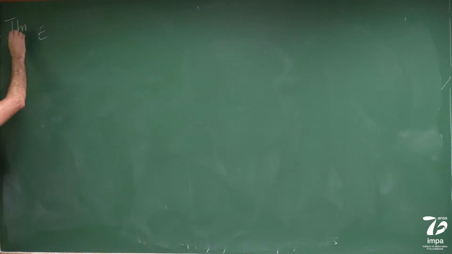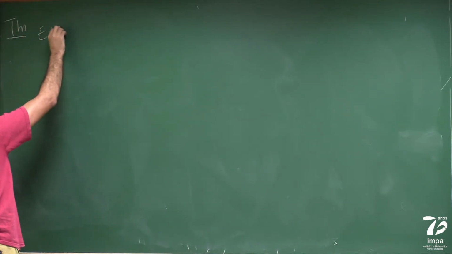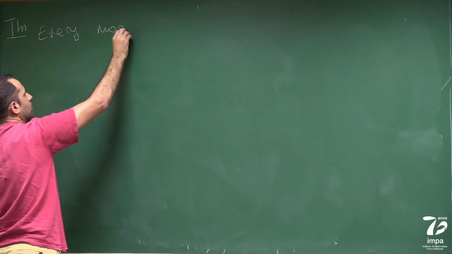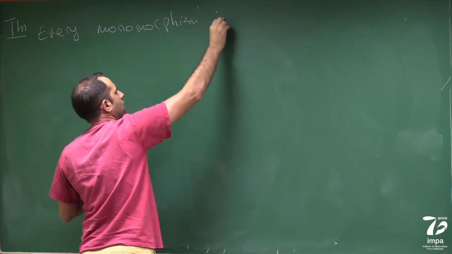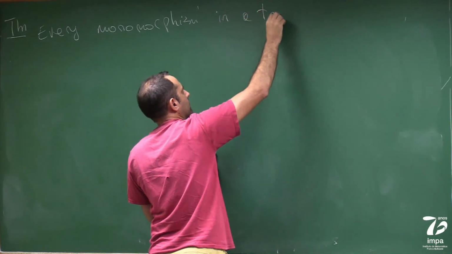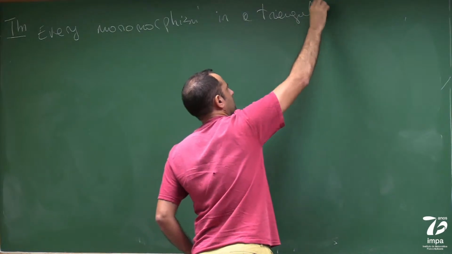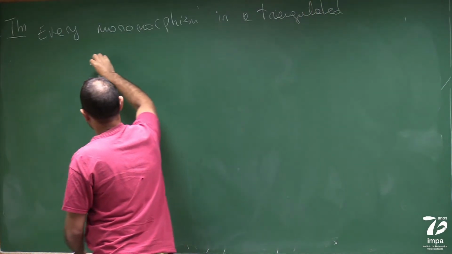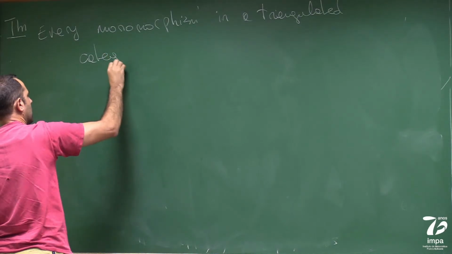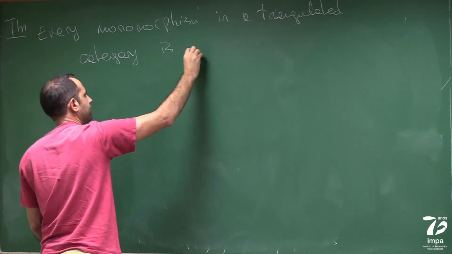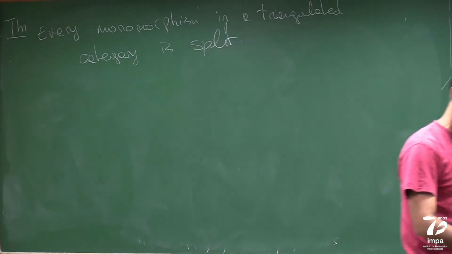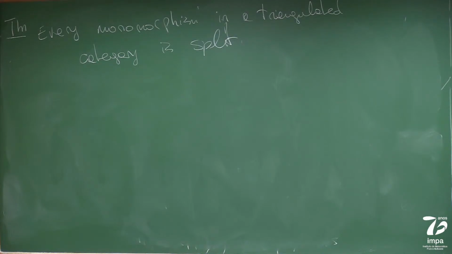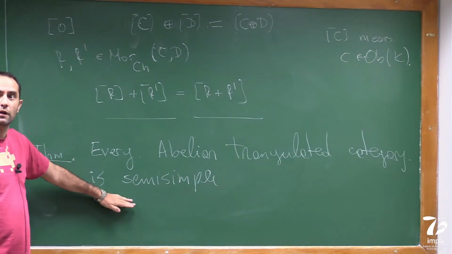So that theorem there is a corollary of this one, which is: every monomorphism in a triangulated category is split. So that one is something that we can try to prove. And that would imply that one. I'm not going to need this for a long time, so I'm not going to write it.